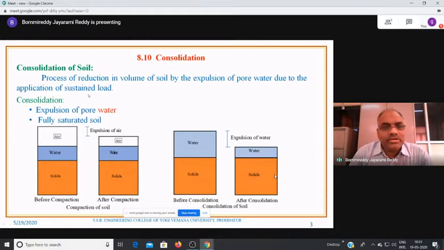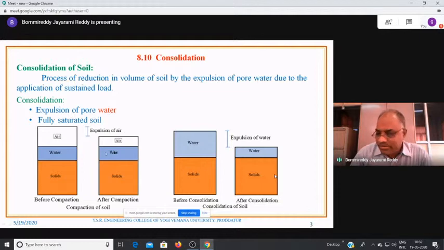So here the load is always sustained load, static load, and pore water will be expelled from the soil over a long period of time. That means consolidation will take a long period of time to achieve some degree of consolidation, depending upon the type of soil and other parameters. Whereas in case of compaction, we are going to apply dynamic load, not sustained load, and there the process is expulsion of the air voids.